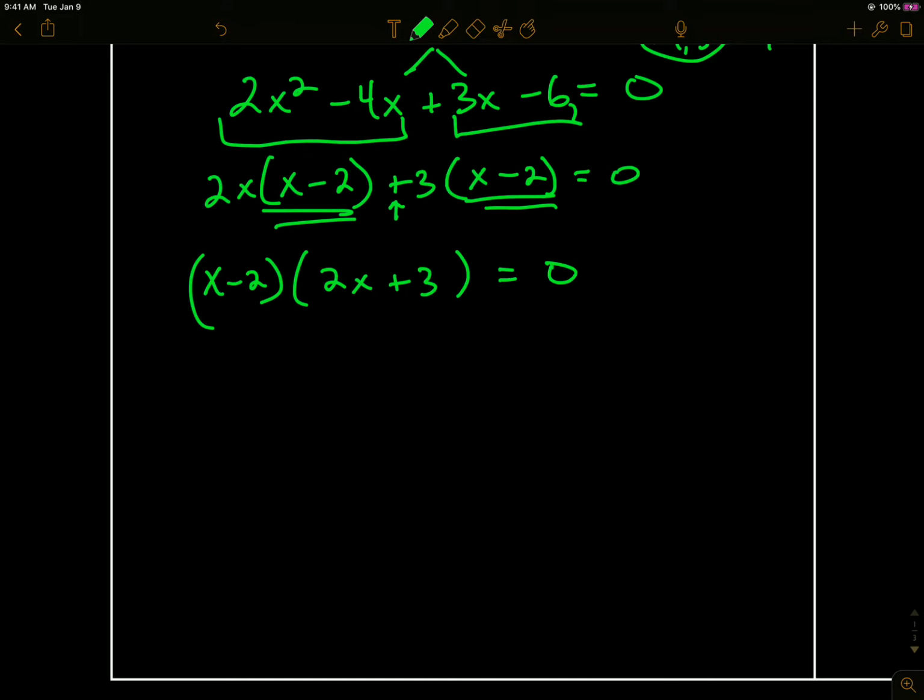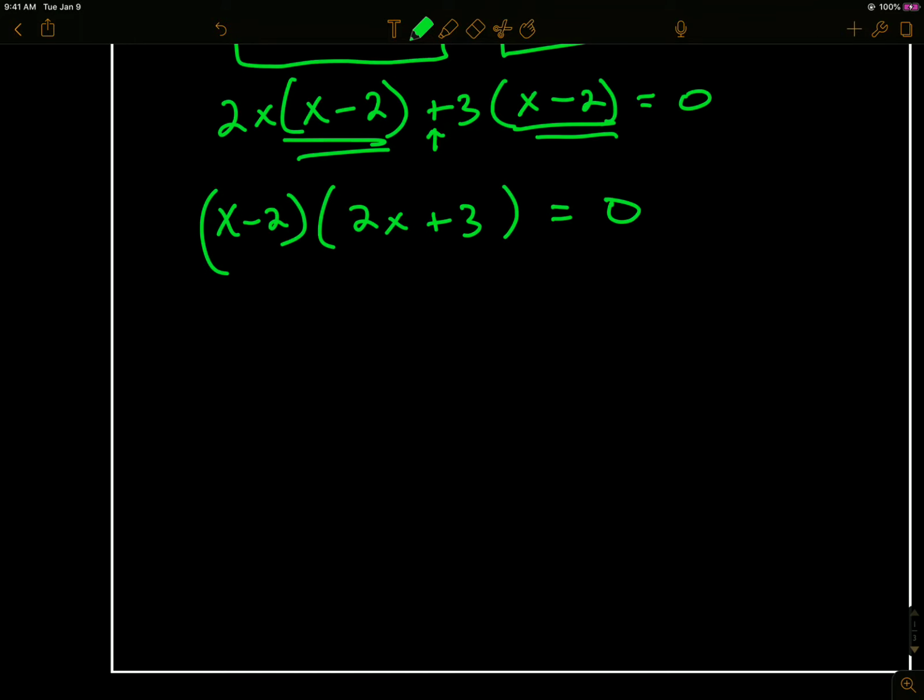I have it equal to 0. I completely factored the other side. So now I can apply the zero product property. That means if a product, which this is because of the multiplication, equals 0, then the solutions will be when the first factor is 0 or when the second factor is 0.